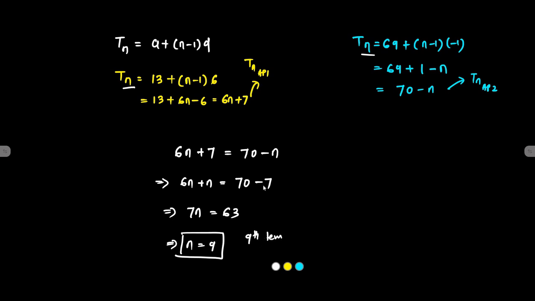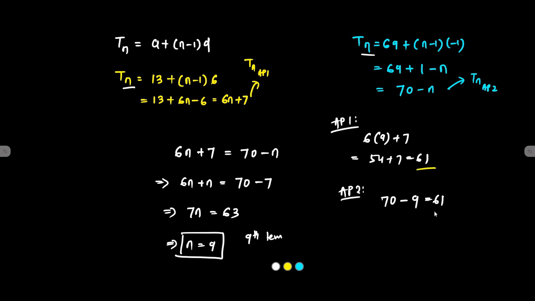So let's find out the ninth term. For the first one it is 6n plus 7, so 6 into 9 plus 7, which is 54 plus 7, which is equal to 61. This is AP1. And for AP2 it is 70 minus n, so 70 minus 9, which is equal to 61. So both are the same: 61 and 61 for position 9, the ninth term. So this is the solution.